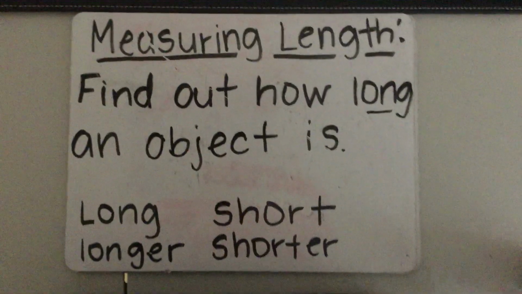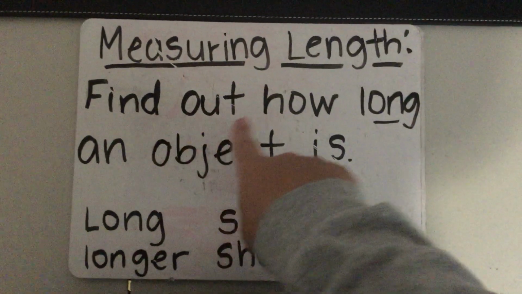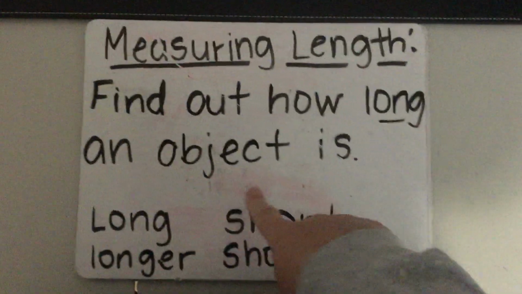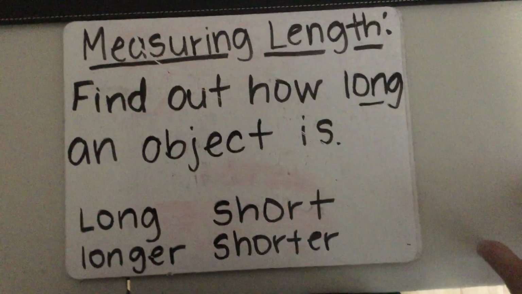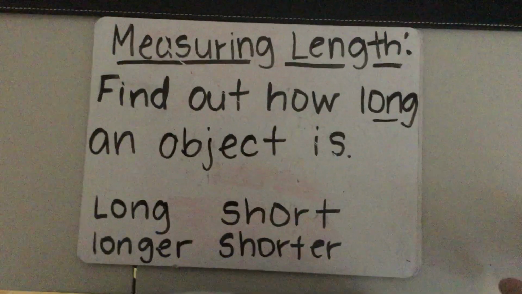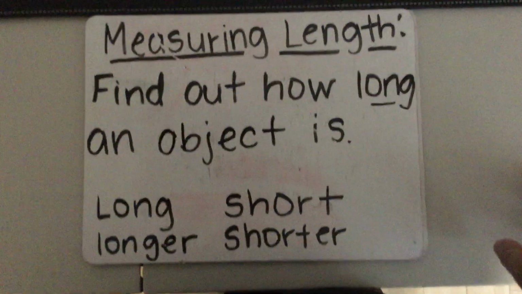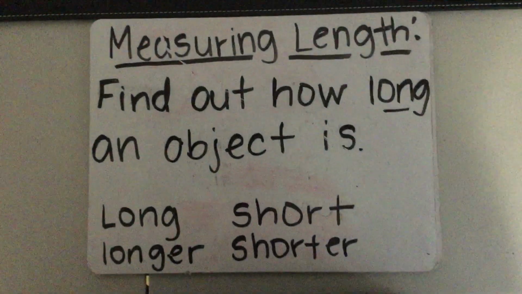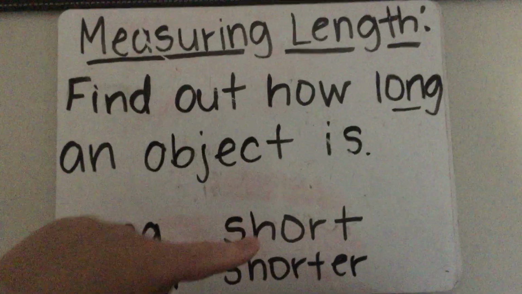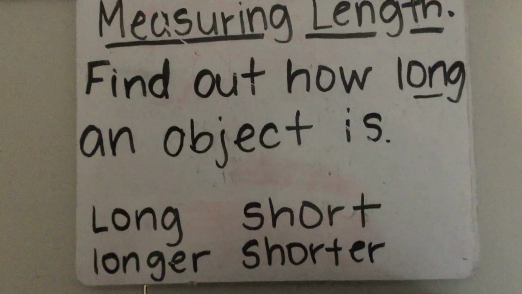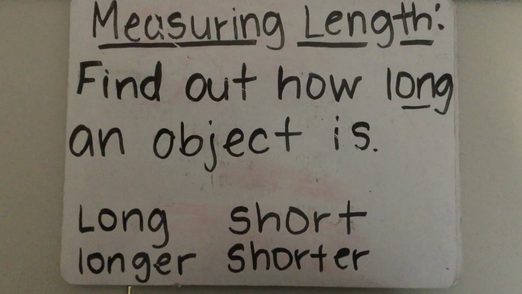Okay, so if you can read with me, it says measuring length. When we measure length, we find out how long an object is. Okay, so again, when you measure length, if you hear someone say, measure the length of this book, you're finding out how long an object is. Some words that you might hear when you measure length are long and short, longer and shorter, and we're going to use some of those words today.